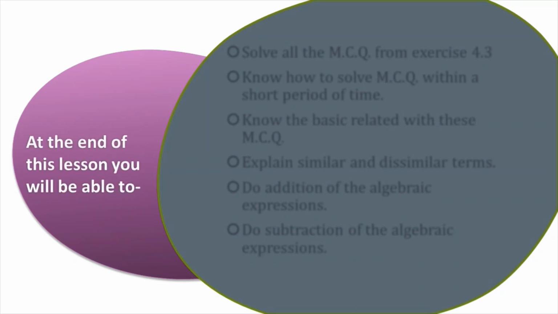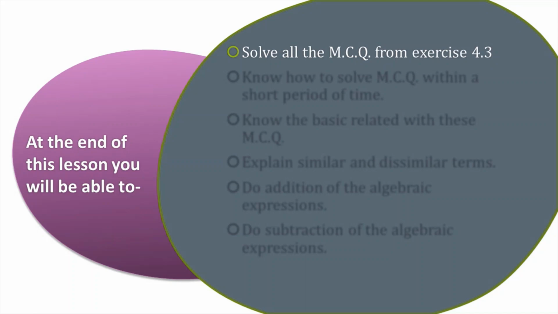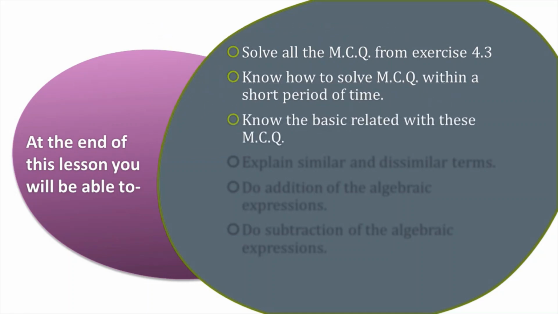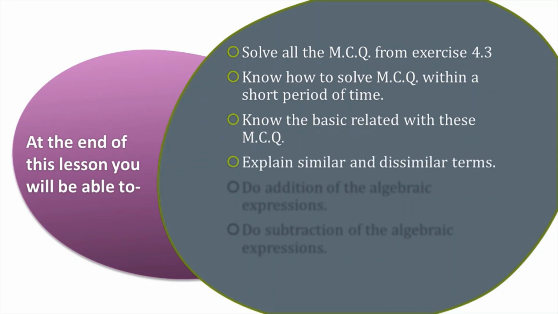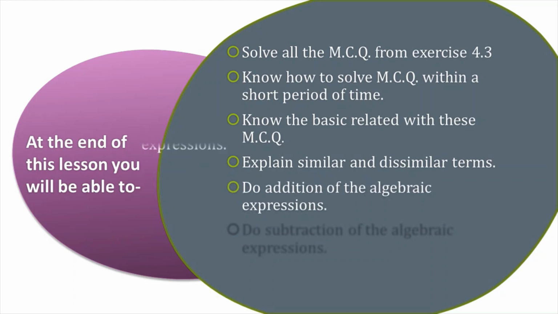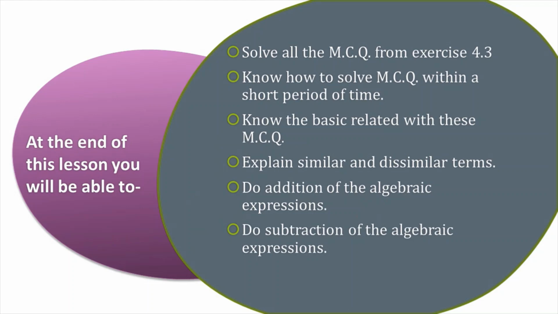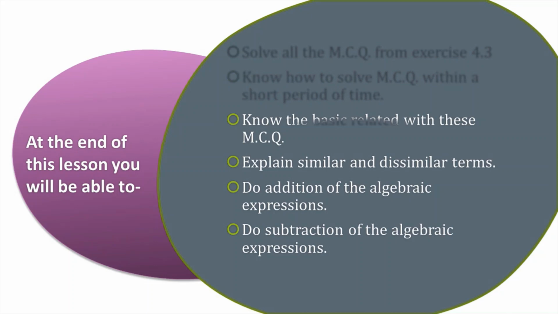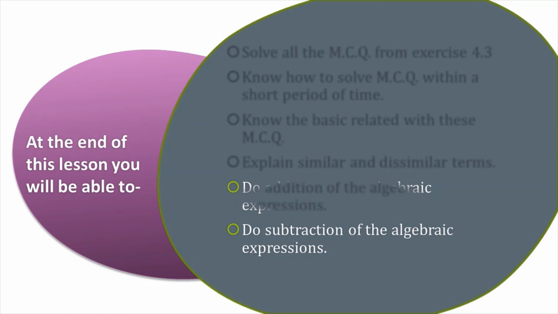Now, at the end of this lesson, you will be able to solve all the MCQ from exercise 4.3, know how to solve MCQ within a short period of time, know the basics related with this MCQ, explain similar and dissimilar terms, do addition of the algebraic expressions, do subtraction of the algebraic expressions, my dear. So this is the thing you will learn at the end of this lesson, and the main things are similar and dissimilar terms, addition of the algebraic expressions, and subtraction of the algebraic expressions. Those are very important for you.